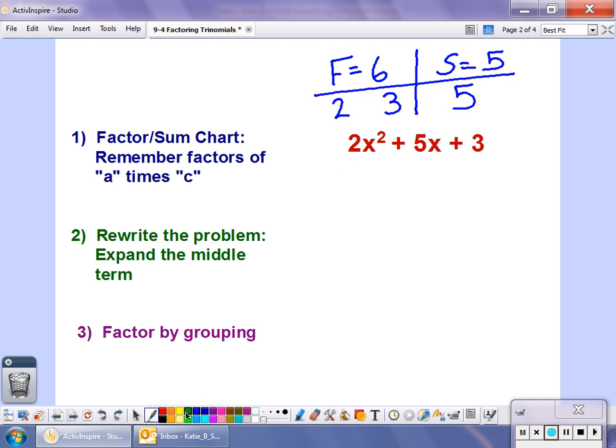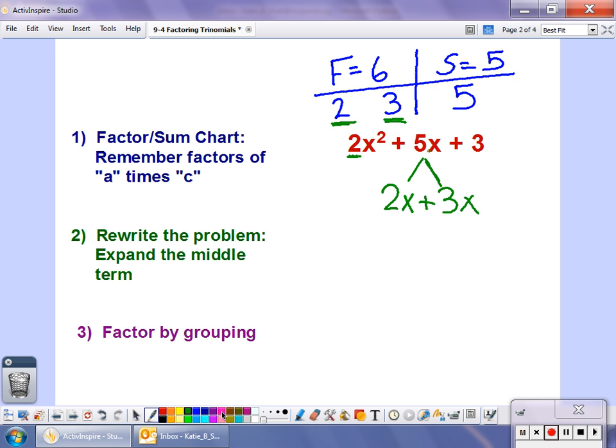But the second thing is now our second step. We can't just break this apart into x and x because we have a 2x squared. So when you have a coefficient, your next step is that we have to expand this middle term. And when I say expand that, we're going to break this middle term apart with these two factors, because we know these two factors add up to give me this middle term. So I'm going to break it apart with a 2x and a 3x, because 2x plus 3x gives me 5x.